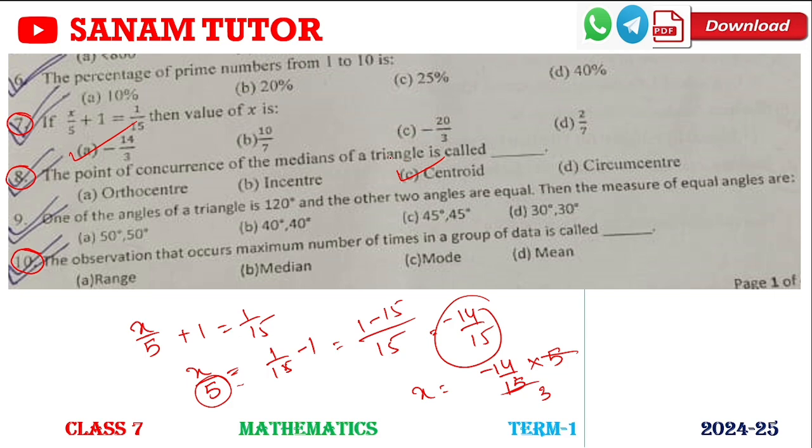If the question is altitude, the answer is orthocenter. Incenter means angle bisector. Circumcenter means perpendicular bisector or side bisector. Next question, question number 9.